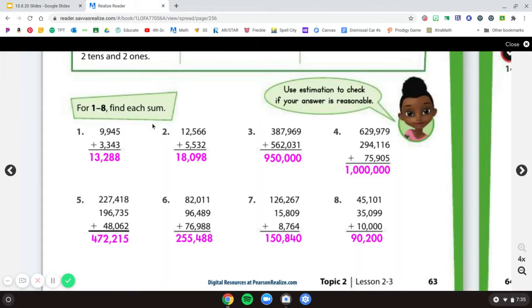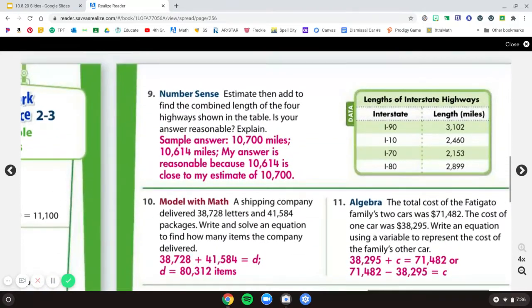Page 63, we should have gotten 13,288 for number 1. Number 2, we should have gotten 18,098. Number 3 was 950,000. Number 4 was 1,000,000. 5 was 472,215. 6 was 255,488. 7, 150,840. And 8 was 90,200.